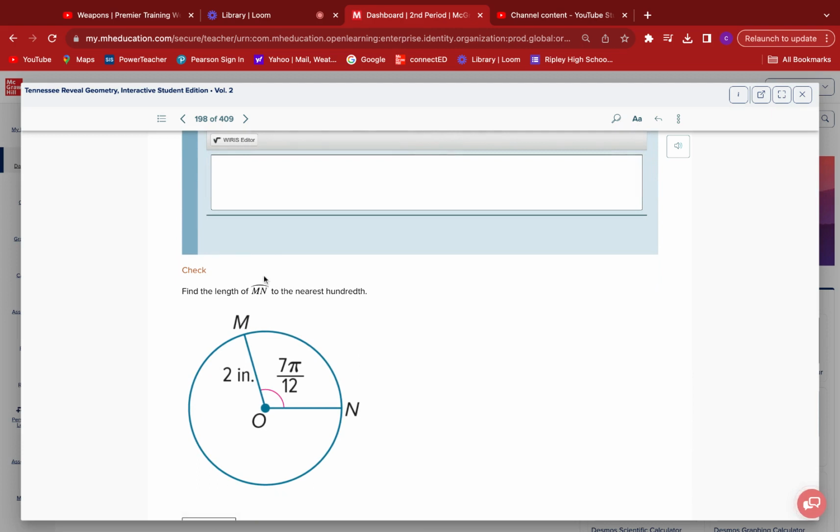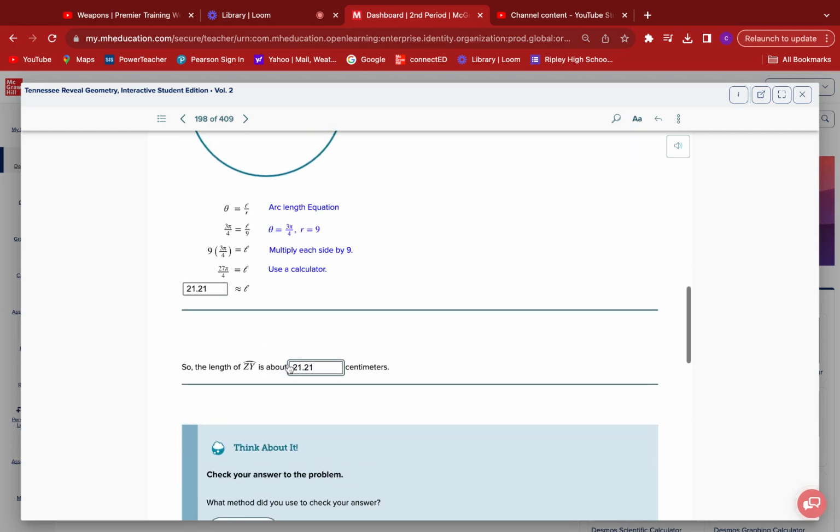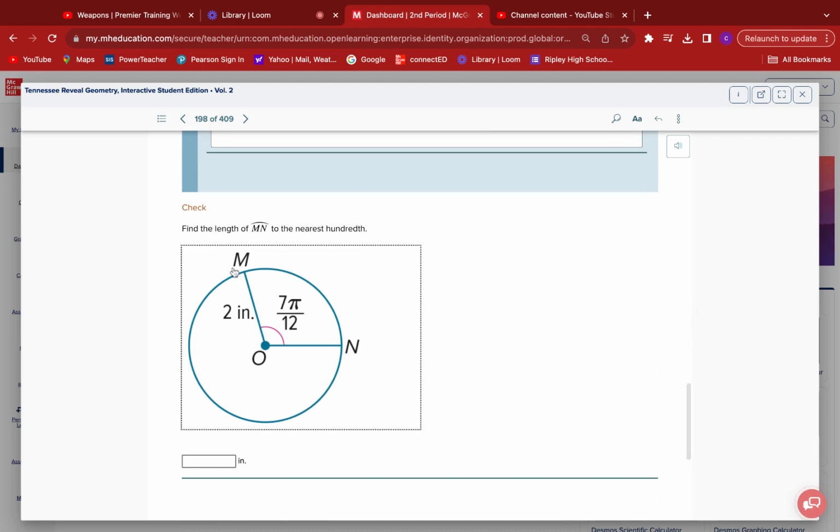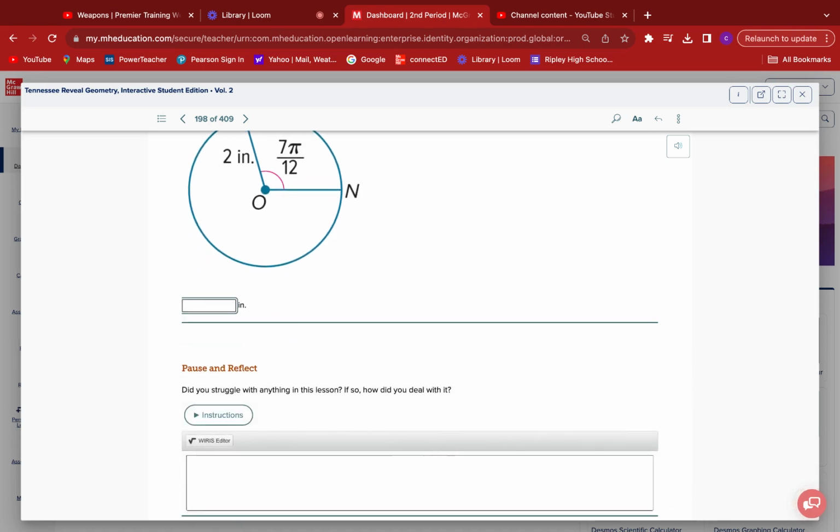Okay, we have a check here. All right, so we need to find the length of MN. Again, there's no M here, which means we just need to find arc length. So take your 7 pi over 12. It would go right here. You're basically going to multiply by whatever your radius is, which in this case is 2. All right, so take 7 pi over 12, multiply times 2, and you're going to get 7 pi over 6. Okay, so the decimal would be 3.665, so it'd be 3.67.